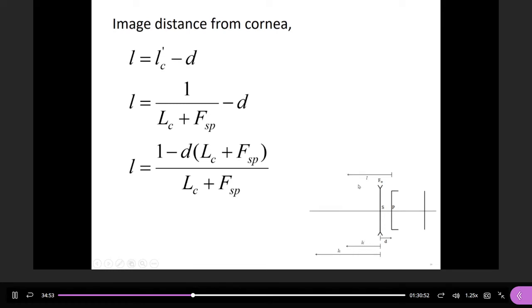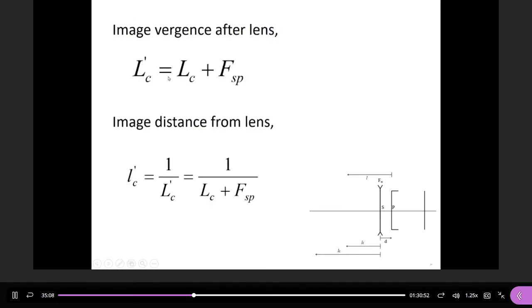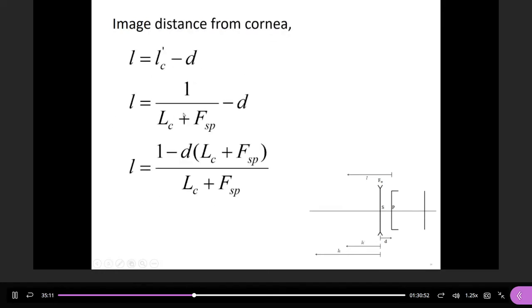Okay. So when you have this L, of course, you can also substitute this into the equation. Remember, this is LC pi. So this you can substitute into the equation here. And then if you find a common denominator, you will be able to get this one. So this looks a little bit complicated now. So L equal to 1 minus D bracket LC plus FSP bracket divided by LC plus FSP. Okay. So this tells you about the far point distance.